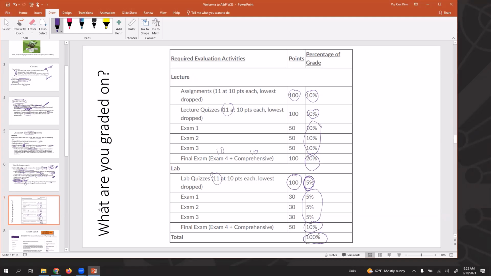So of these 2, which one would you focus on strategically as a student? Which one's worth more points, the lecture or the lab? Lecture. Yep. Do both. But if you're struggling for time, your biggest bang for your buck is in the lecture materials. Okay. All right. Questions?